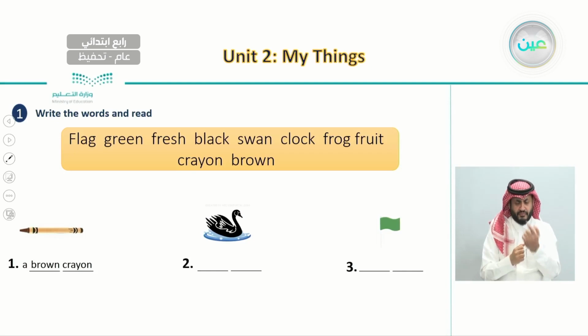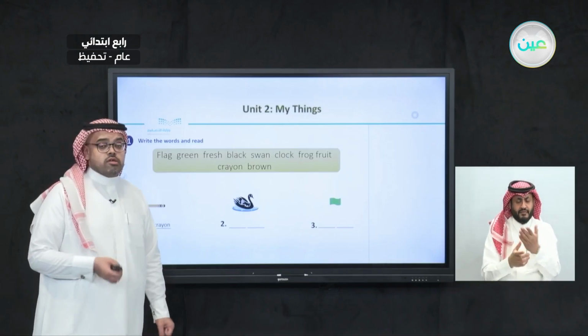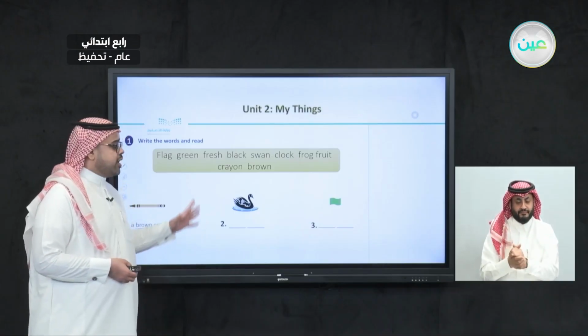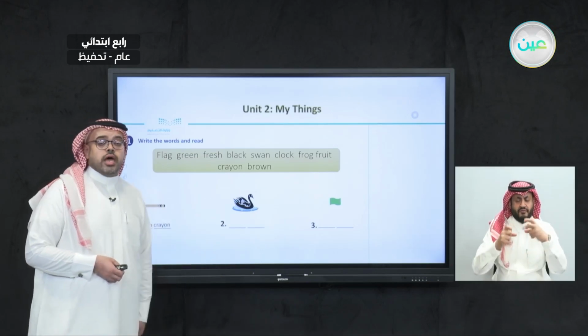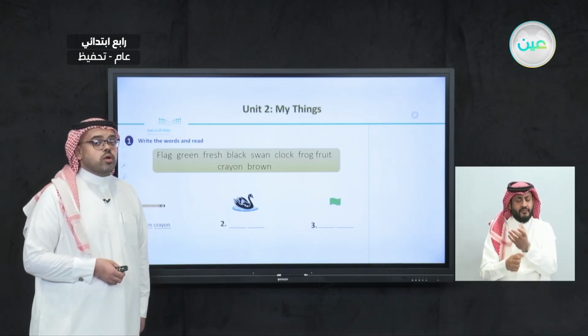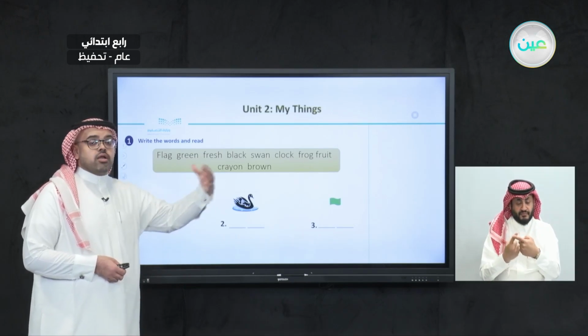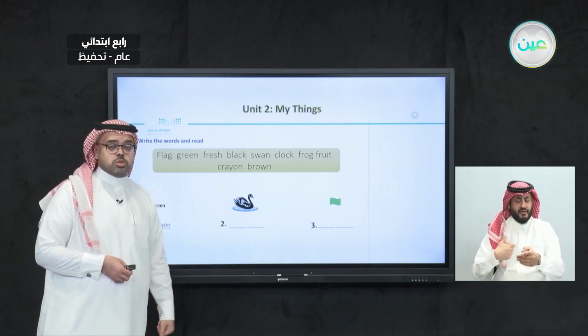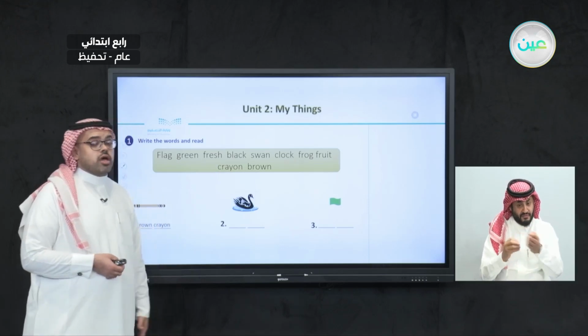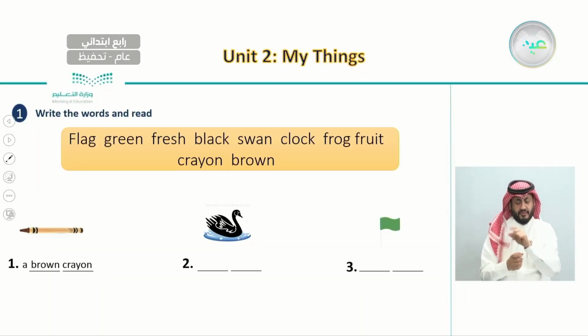This is how we're going to answer this exercise, where we have different pictures, and what we're going to do is write first the color of this picture and also the name of this picture. As we can see here in the first one as this example, this is a brown crayon. So we said first the color and the name of this thing.